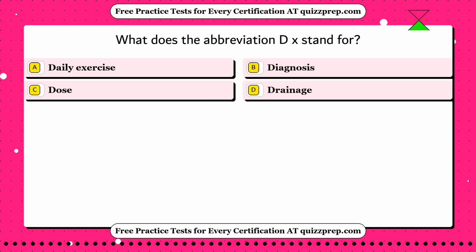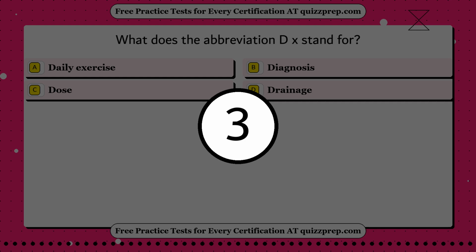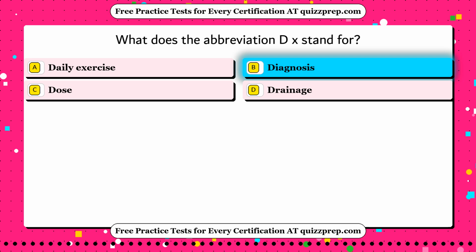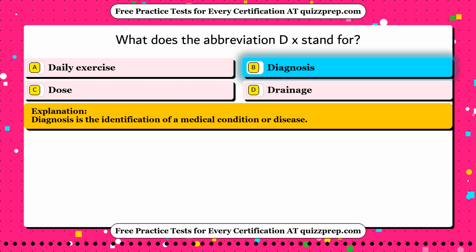Question 35. What does the abbreviation DX stand for? Option A, daily exercise. Option B, diagnosis. Option C, dose. Option D, drainage. The correct answer is option B, diagnosis. Diagnosis is the identification of a medical condition or disease.